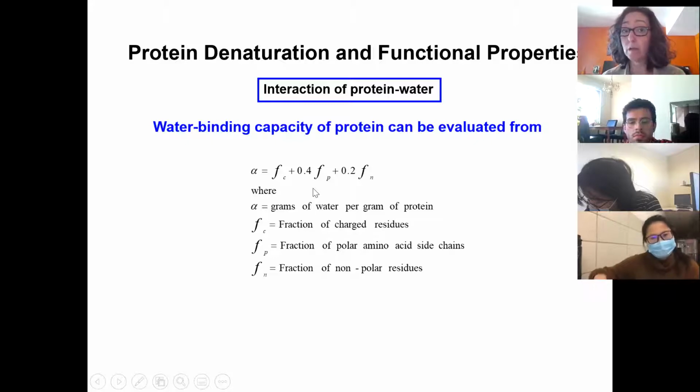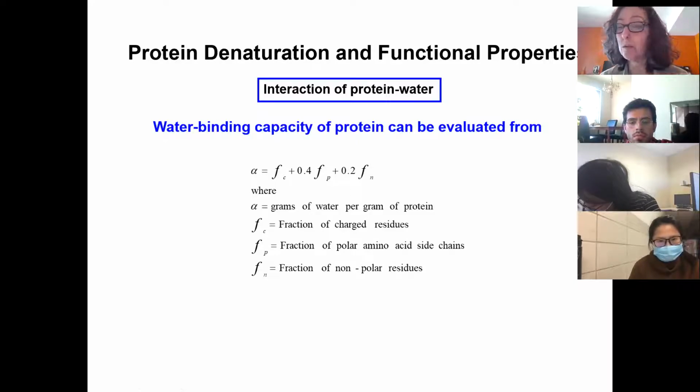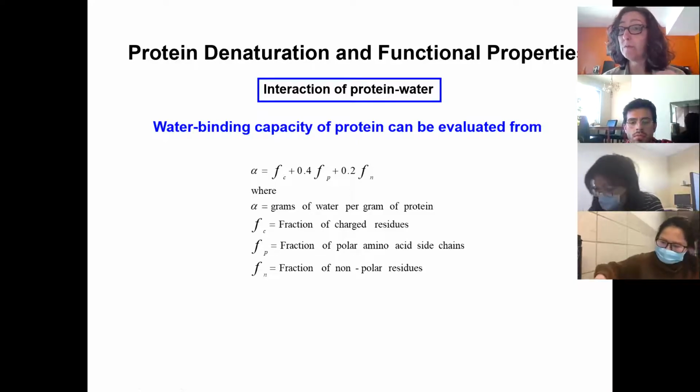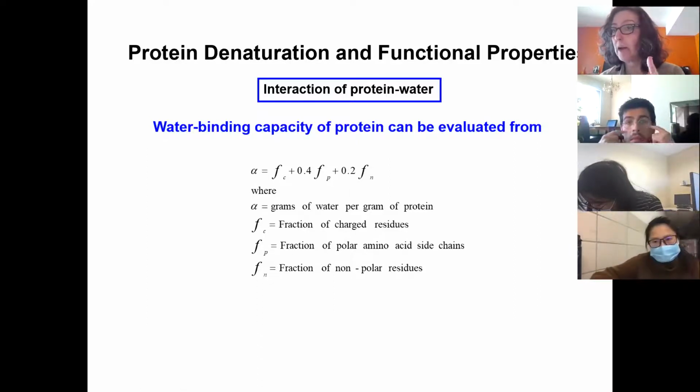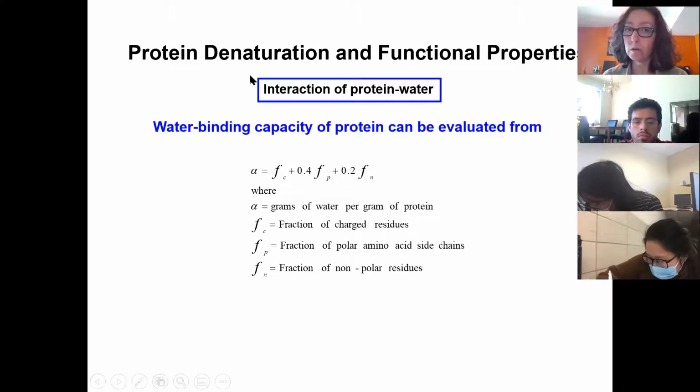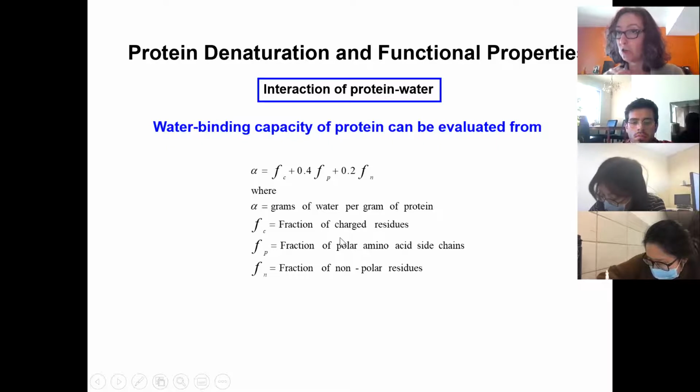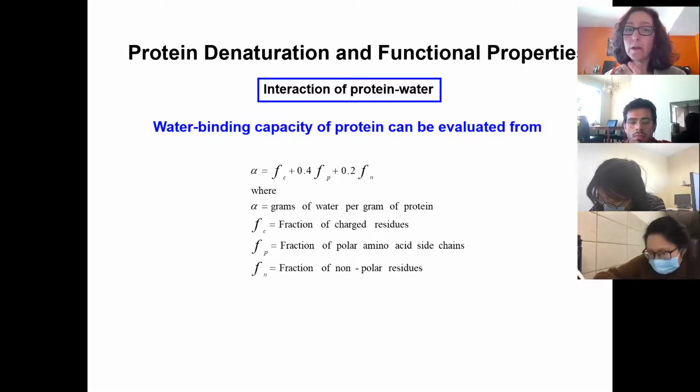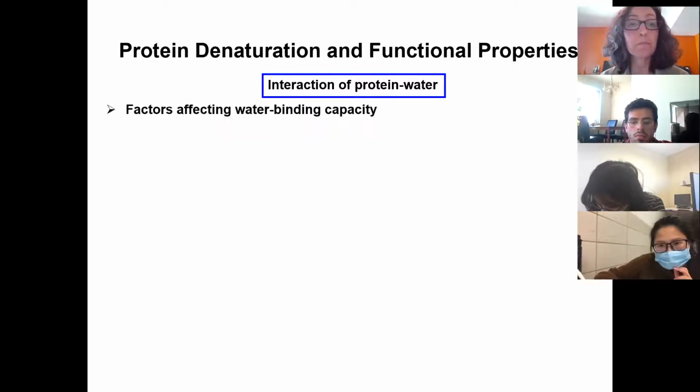But polar amino acids, even if they're not charged, also bind water. Even hydrophobic groups can bind water. Some of the functional groups on the hydrophobic amino acids may form dipole interactions or hydrogen bonding, but much less than a polar amino acid or a charged amino acid. So you don't have to remember the numbers, but you want to remember that the impact of charged residues on binding water is higher than polar amino acids, which is higher than hydrophobic amino acids.